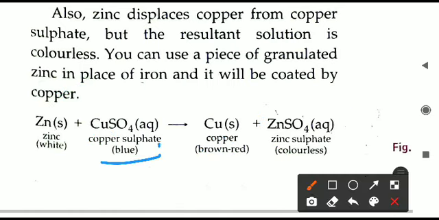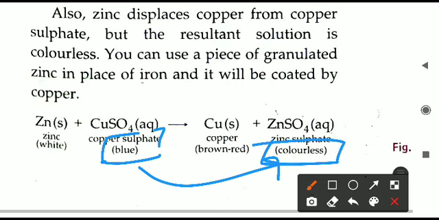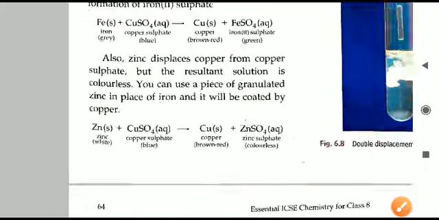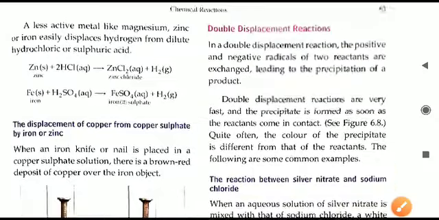So the blue color solution will change into colorless solution, because earlier blue colored what was there? Copper sulfate was there. It has changed into what? Copper sulfate has changed into zinc sulfate. So I hope it is clear to you all the displacement reactions we have seen.